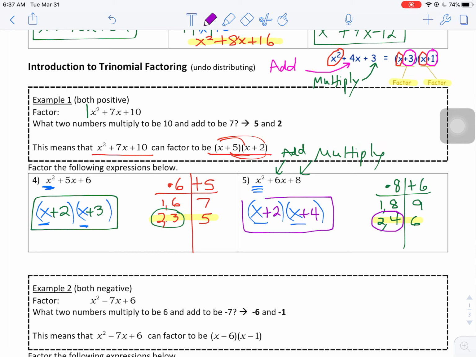You may be wondering, does it matter if I put the 2 first or the 4 first? It does not matter. You could have what I just wrote in the box, or you could have x plus 4 times x plus 2. Either one is totally fine, because multiplication is commutative, which is a fancy way of saying the order doesn't matter. For example, 3 times 4 is 12, and 4 times 3 is also 12.